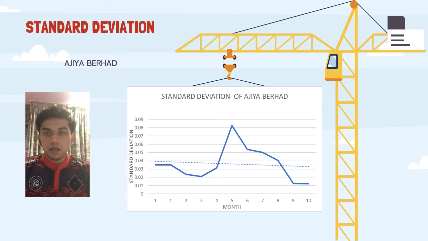Next is the standard deviation graph of Aja Berhad. The graph shows that the value of standard deviation in January is 0.0351. The graph then starts to decline from January until March and shifts up significantly in April and May. The graph reaches its peak in May with a point of 0.0825. However, the graph starts to decline again in early June until October. The standard deviation of Aja Berhad from January to October is basically lower than 1, which means that the standard deviation will be bigger than the variance.